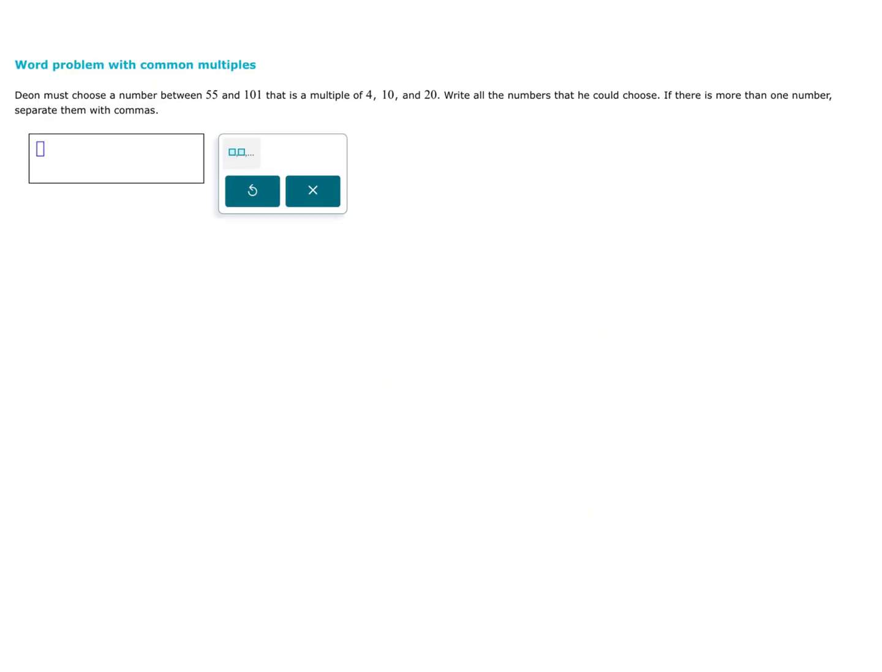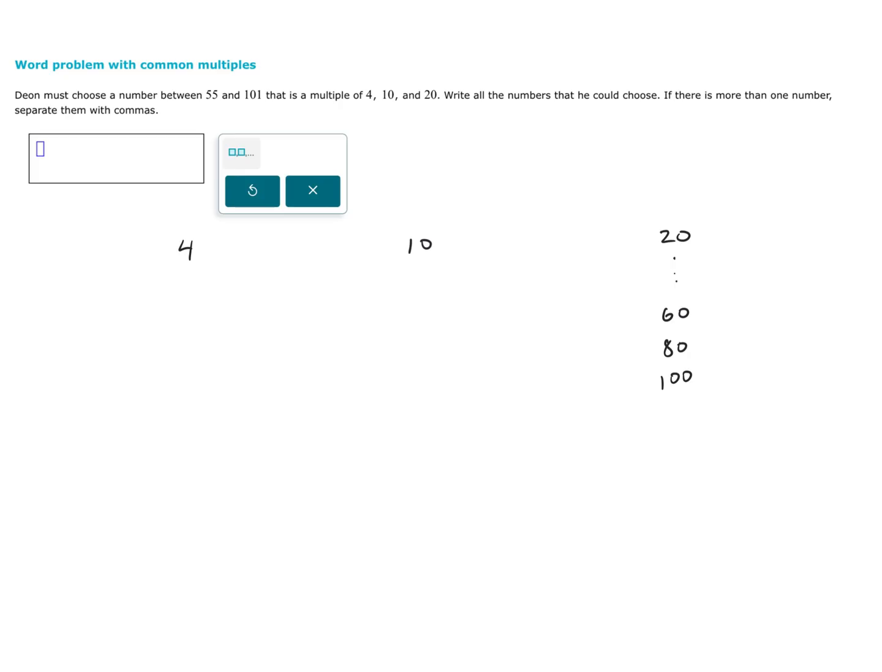Another example says Dion must choose a number between 55 and 101 that is a multiple of 4, 10, and 20, and we're going to write all the numbers that he could choose. So same type of thing, 4, 10, and 20. We want between 55 and 101. So I'm going to start with 60, 80, 100, and that would be it. In this case, I'm not even going to list multiples of 4 and 10. I know that 60, 80, and 100 are all multiples of 10.